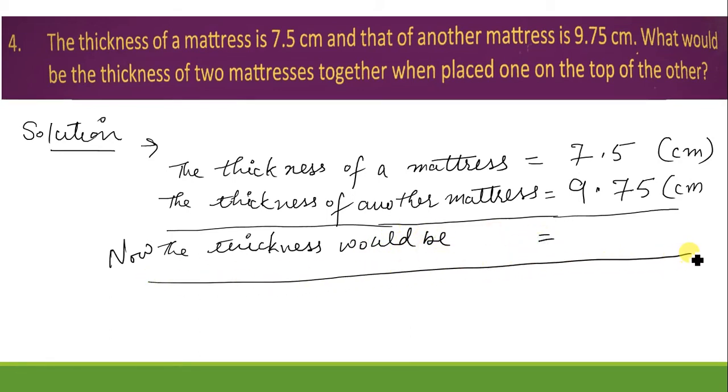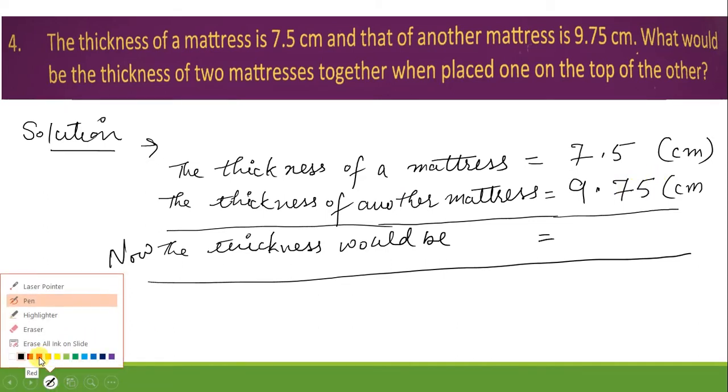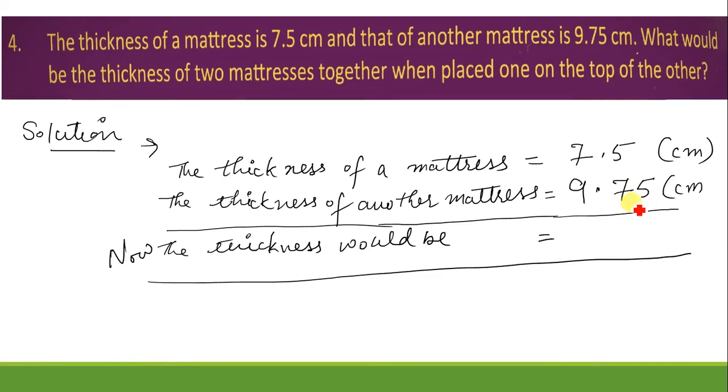What you will do, you will add, but before adding the decimal numbers you will check whether their decimal places are equal or not. Here we have two decimal places and here we have only one. So what is the rule? That many zeros you have to place behind the digit. Now you can see the decimal places are equal.